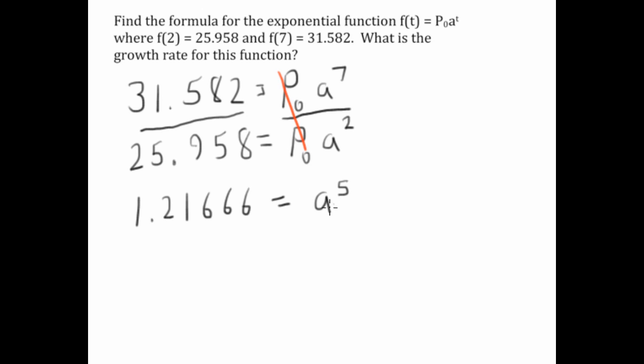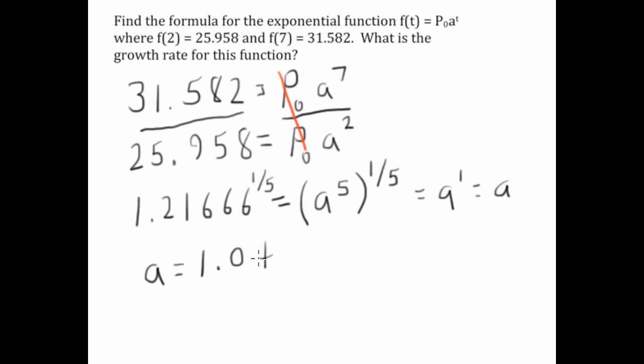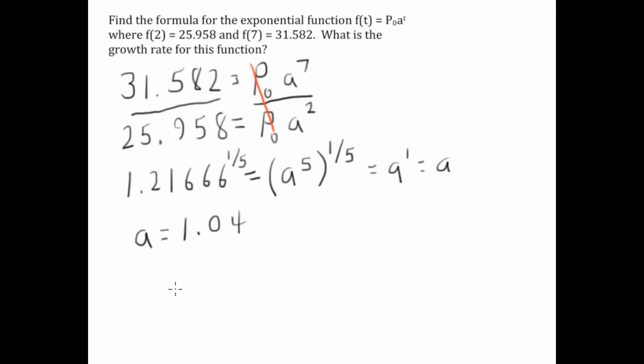What now? Well, we need to solve for a, which means we need to get rid of that 5. And the best way to do that is to take both sides and raise them to the 1/5 power. Why 1/5? Whenever we have a power to a power, we multiply these two powers together. And 5 times a 5th is 1, so we just get a to the 1, that's a. So again, using my calculator to 2 decimal places, I got a equal to 1.04.